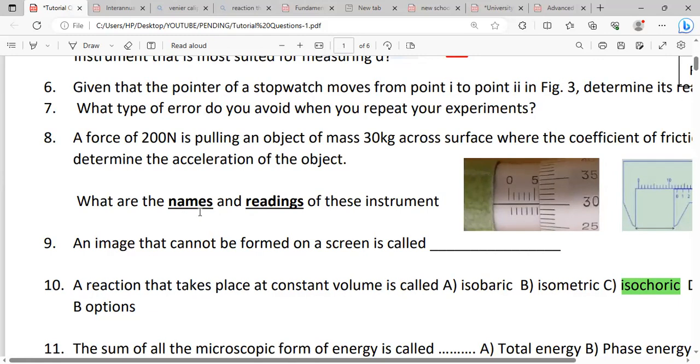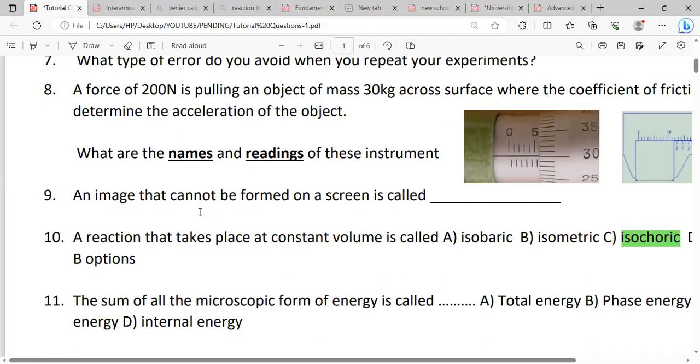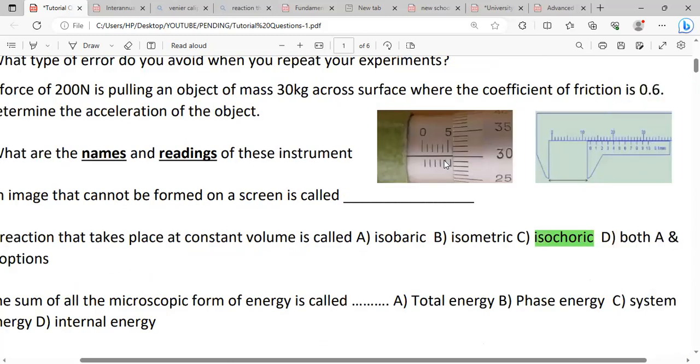Let me read through this. What are the names and readings of these instruments? I'm seeing a micrometer screw gauge and a vernier caliper.